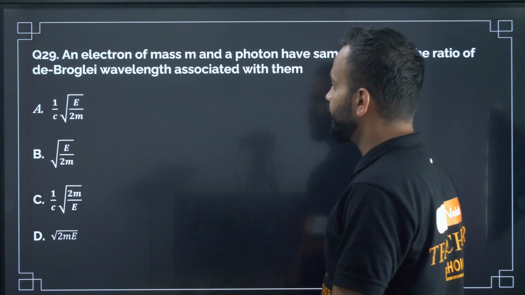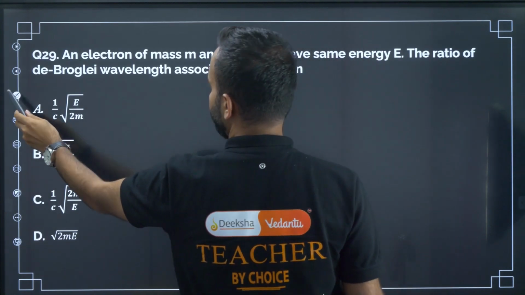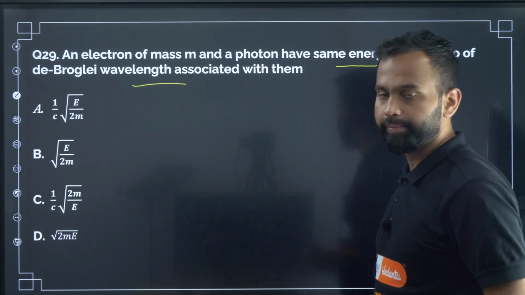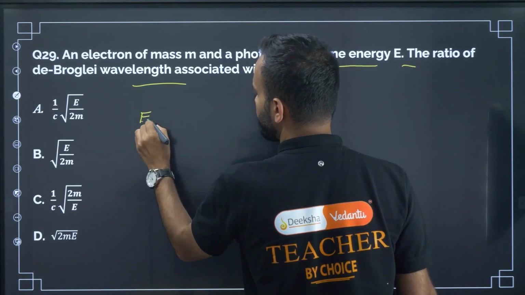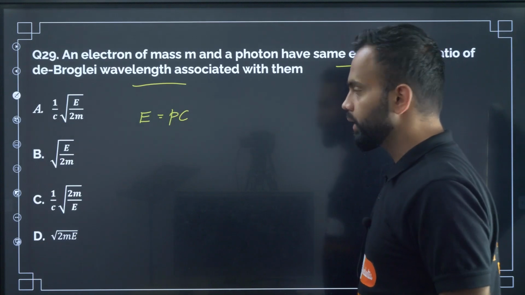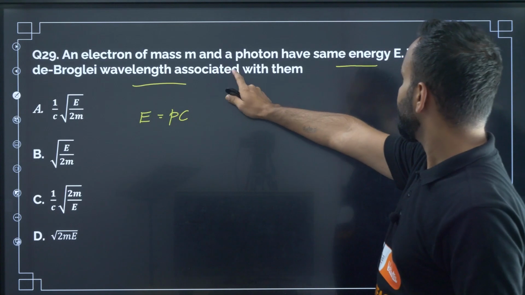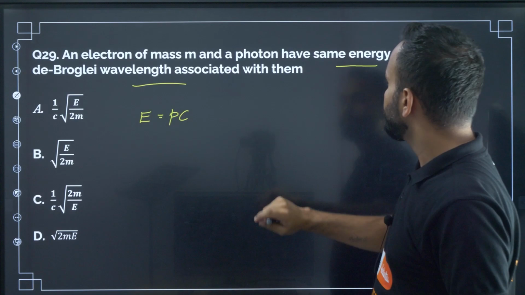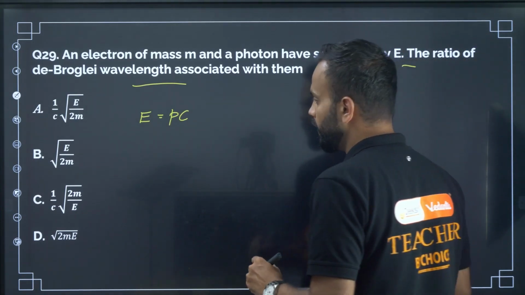Question number 29. An electron of mass m and a photon have the same energy E. The ratio of the de Broglie wavelength associated with them. We know that the energy of the photon E is equal to the momentum of the photon into c, where c is the speed of light in vacuum. We need to find the ratio of the de Broglie wavelength of the electron to the photon.